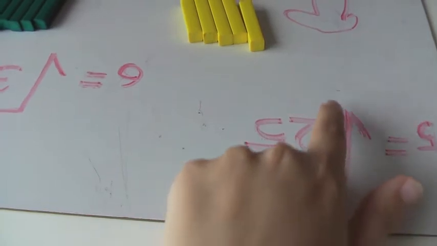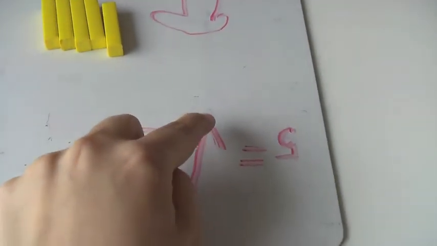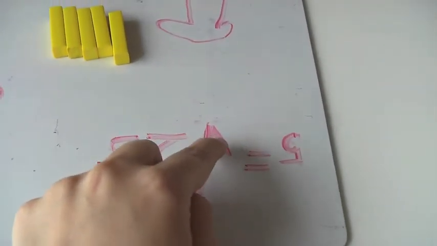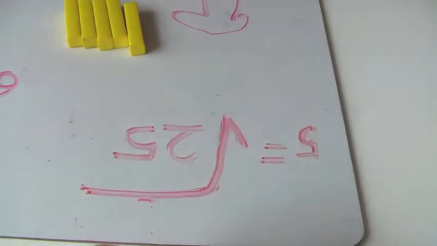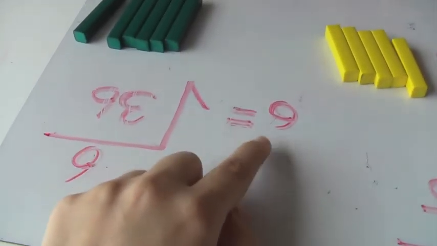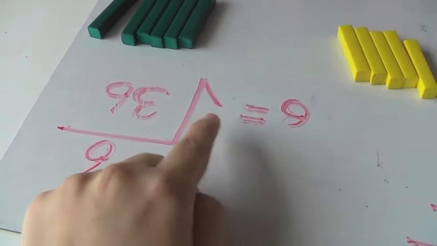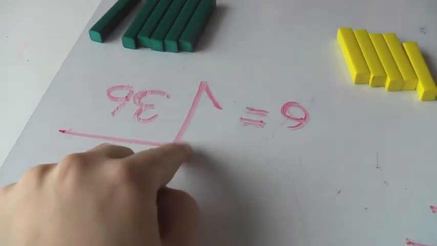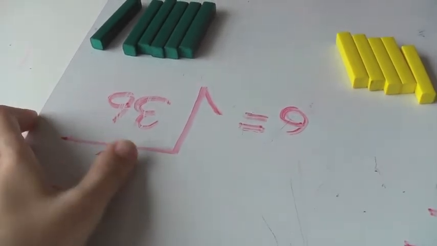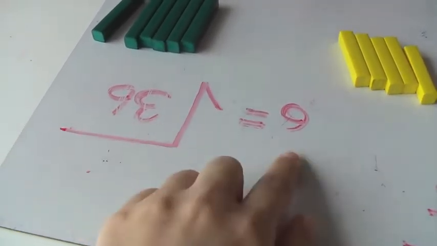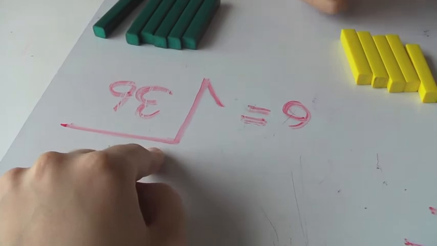Okay, the square root sign means what's one side. And look, see this little thing? It's like it's pointing at one side of it. It tells you what's one side. Over here, 6, repeat after me. 6 equals the square root of 36. Can you say it? 6 equals the square root of 36.